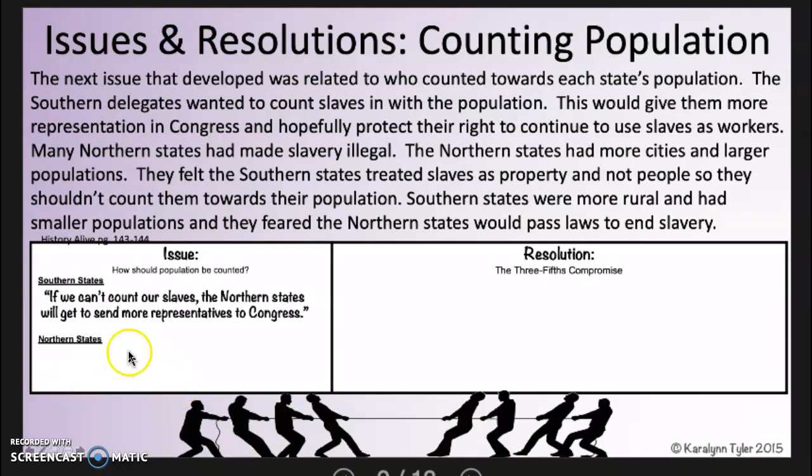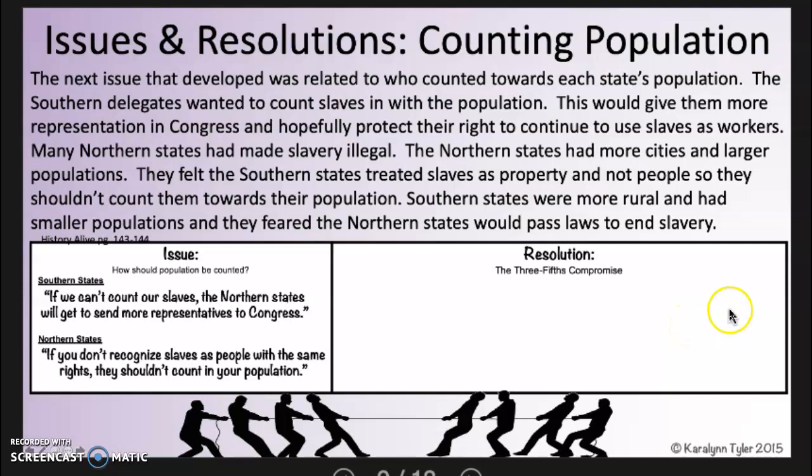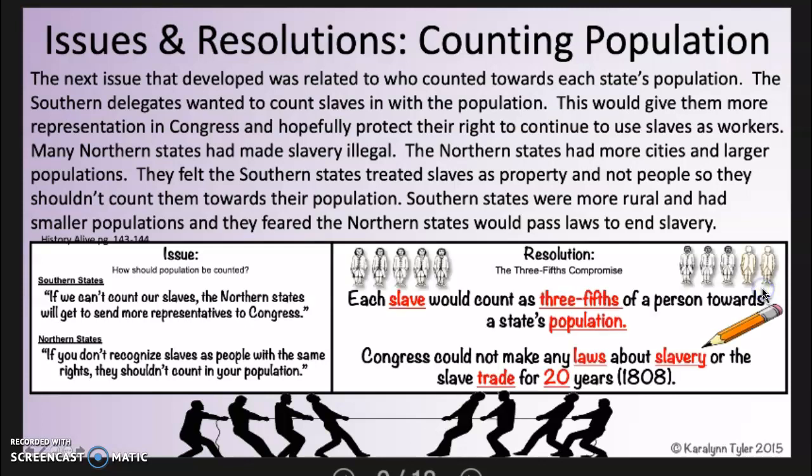The northern states, though, said, you know what? If you don't recognize slaves as people, you recognize them mostly as property, then they should not count in your population if they don't get the same rights as everybody else. So the resolution was decided, and after much debate and argument over the issue of slavery, the 3/5 compromise determined that a slave would count as 3/5 of a person towards a state's population.